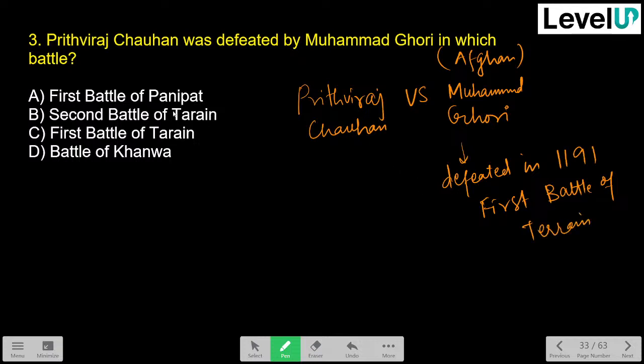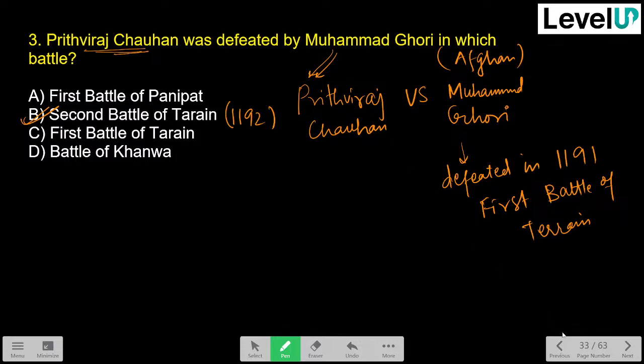But in the second battle of Tarain, in 1192, Muhammad Ghori defeated Prithviraj Chauhan, and as per the sources, he killed him or injured him badly. Prithviraj Chauhan was the last powerful ruler of the northern and northwestern part of India, ruling the Ajmer and Delhi region. He was defeated, and it opened the gate for the Delhi Sultanate to rule over India.